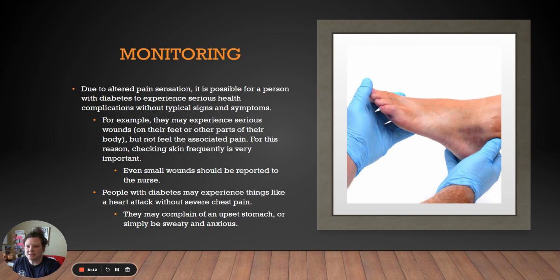Because people with diabetes can have an altered pain sensation, it's possible for them to experience really serious health complications without the typical signs and symptoms that we would associate. So they could have serious wounds on their feet or on other parts of their body, but not feel the pain that's associated with those wounds. So we need to check their skin really frequently to make sure that we catch those wounds when they're small. No matter how small in someone with diabetes, any kind of wound needs to be reported to the nurse.